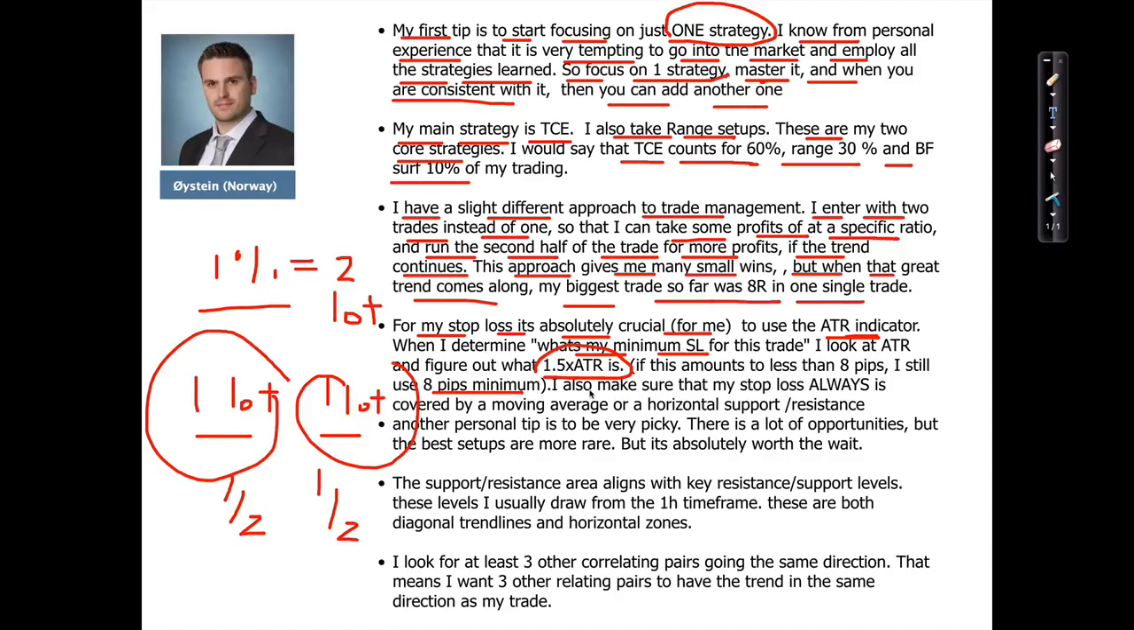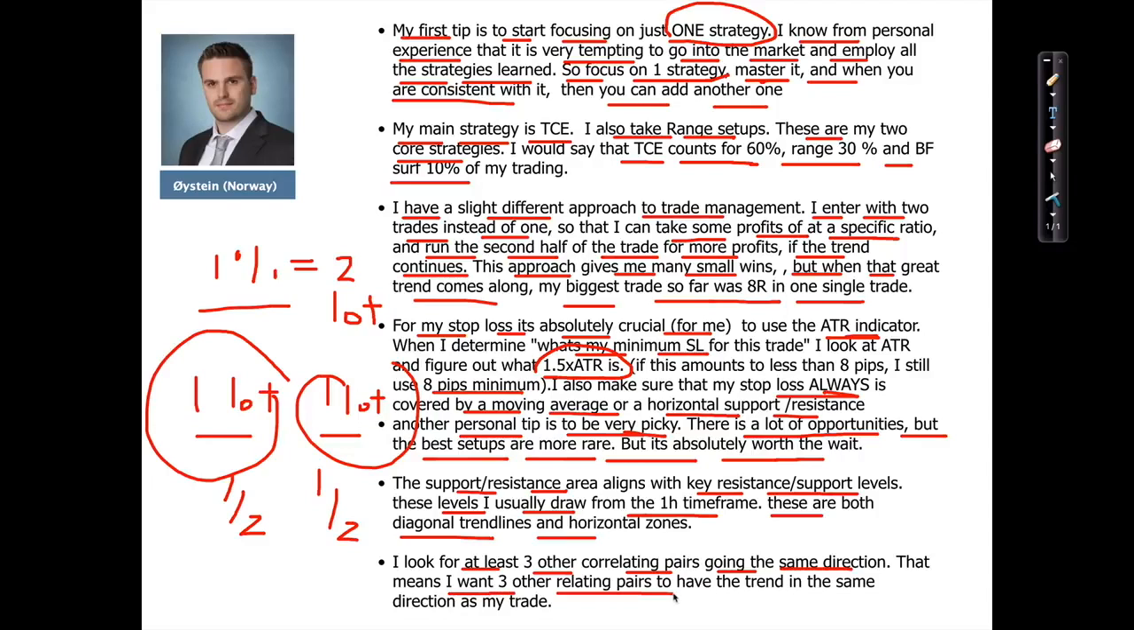I also make sure that my stop loss is always covered by a moving average, support or resistance. Another personal tip is to be very, very picky. There are lots of opportunities, but the best setups are more rare, and it's absolutely worth the wait. The setup aligns with key support and resistance levels. These levels I usually draw from the H1 time frame, and they are both diagonal trend lines and horizontal zones. I look for at least 3 other correlating pairs going in the same direction. That means I want to see 3 other related pairs with the same trend as my trade.